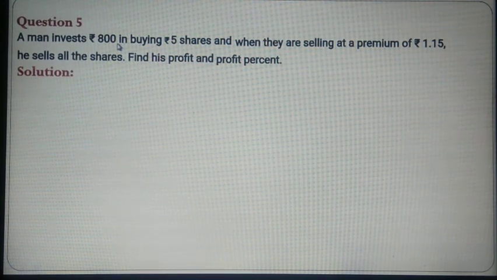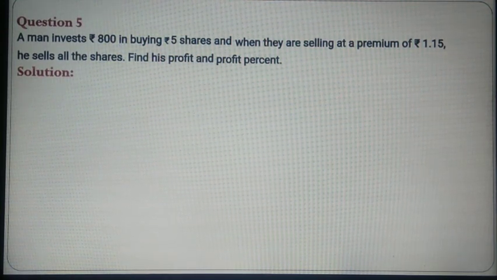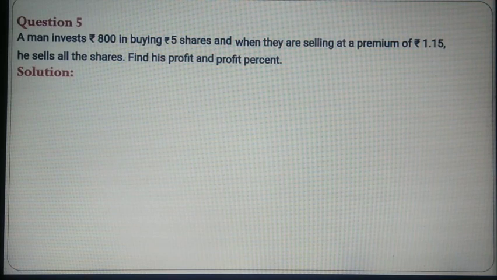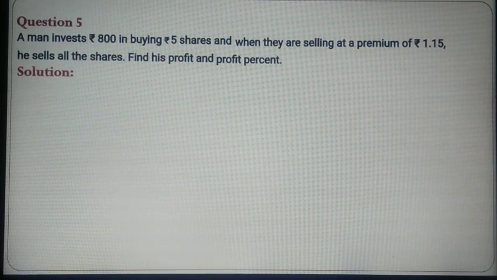So obviously, suppose the cost of one pen is rupees 10 and you are investing rupees 100 to buy pens, then the number of pens you get is obviously 10, which you got by dividing 100 by 10. That means the number is the total money invested divided by the cost price of one pen.